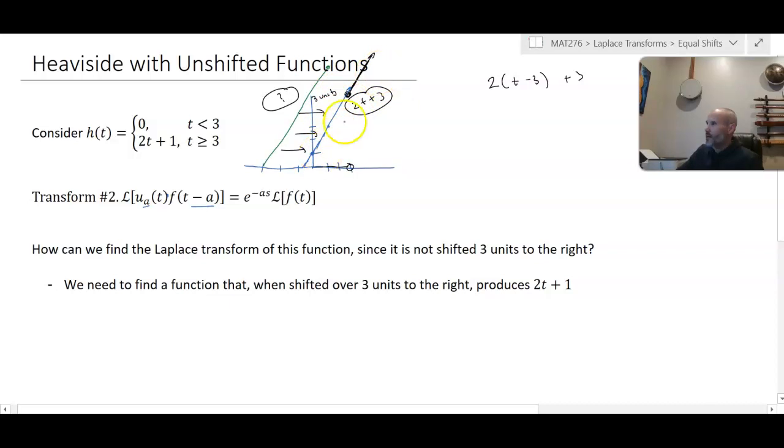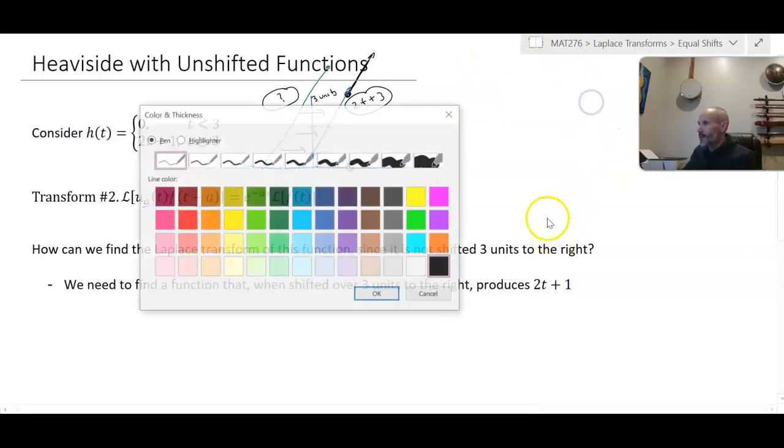But we don't want to shift our line. We want to think of some line that when we do shift it over 3 units to the right, we get exactly this blue one. And we want it to have this form where we can expressly see that it is a shift because, hey, you know what? That's what the Laplace transform formula number 2 requires of us.